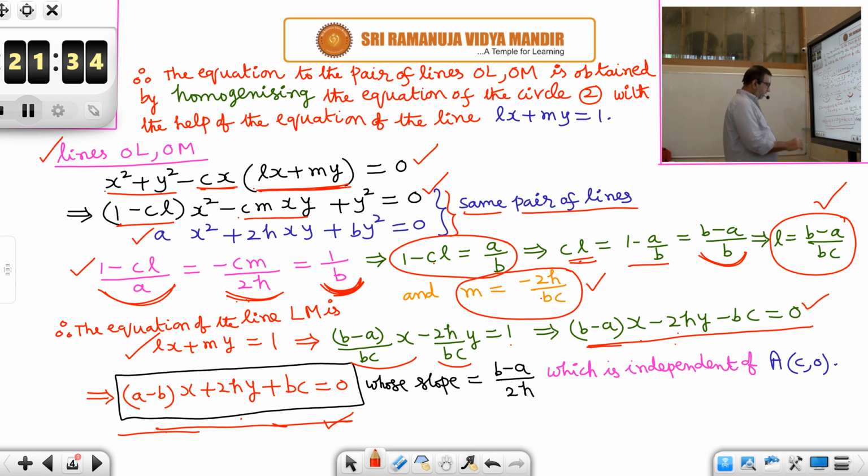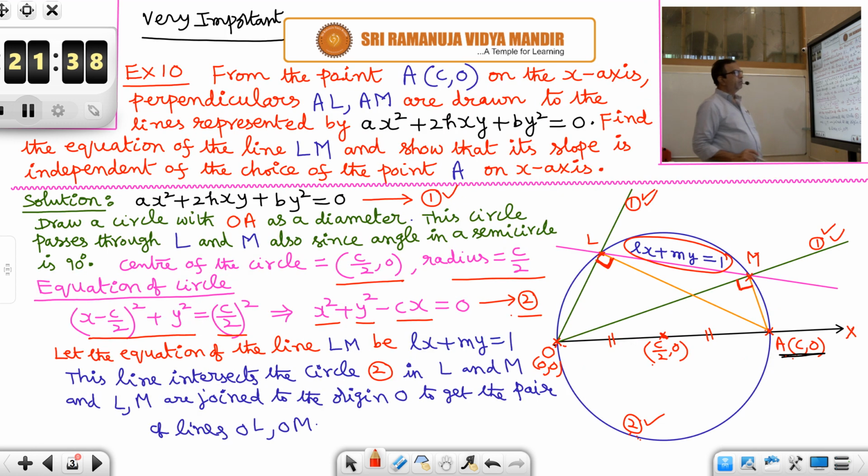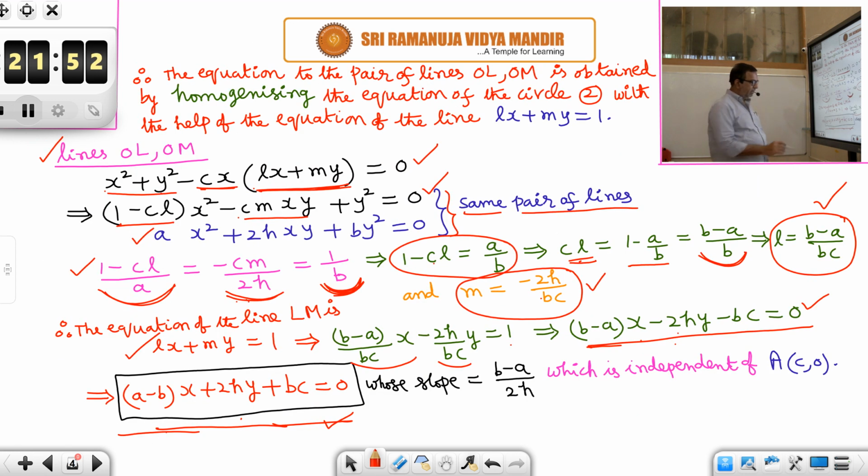What is this? Okay, we have found the equation. Then we have to show that. Please read the question. Please go back. So, equation of the line LM we have obtained. Then what? Show that its slope is independent of the choice of the point A on the x-axis. So, let us go forward. What is the slope of this line? Tell me. Slope of this line is minus of the x coefficient by y coefficient. So, (B minus A) by 2H.